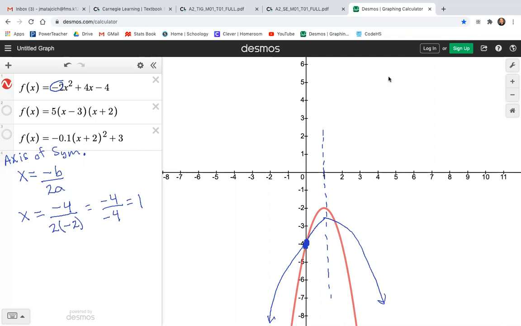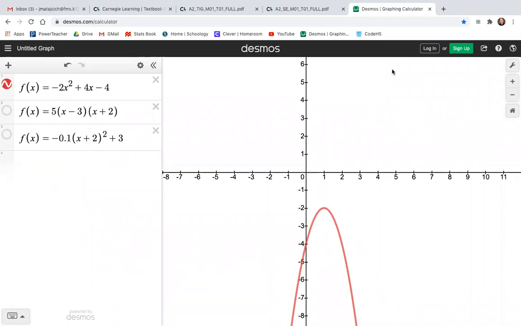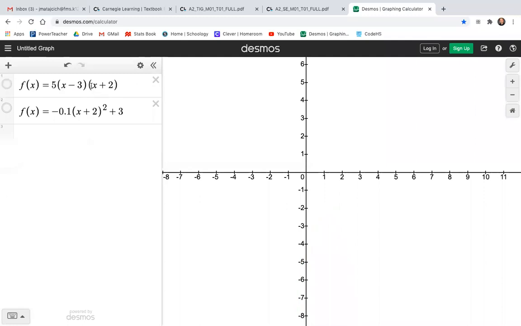So hey, let me get rid of this stuff. We'll move on to our next function, find some key characteristics of it. So I don't need this one anymore. Okay, so this one, it's in factored form. So that means I can find pretty easily the x-intercepts. So let's do that. What are my x-intercepts here?